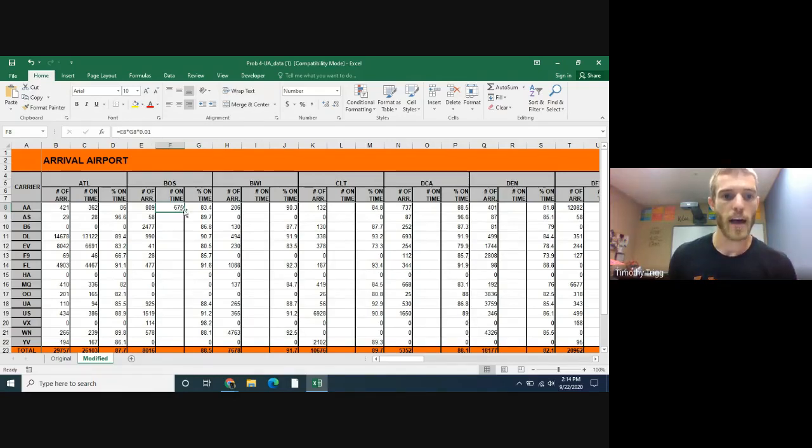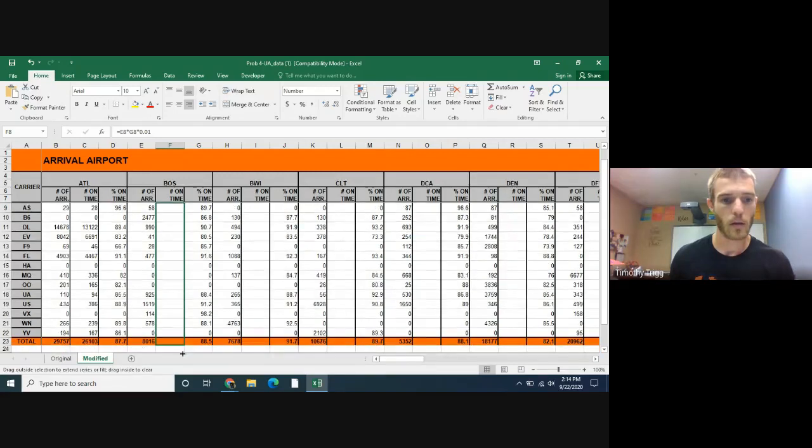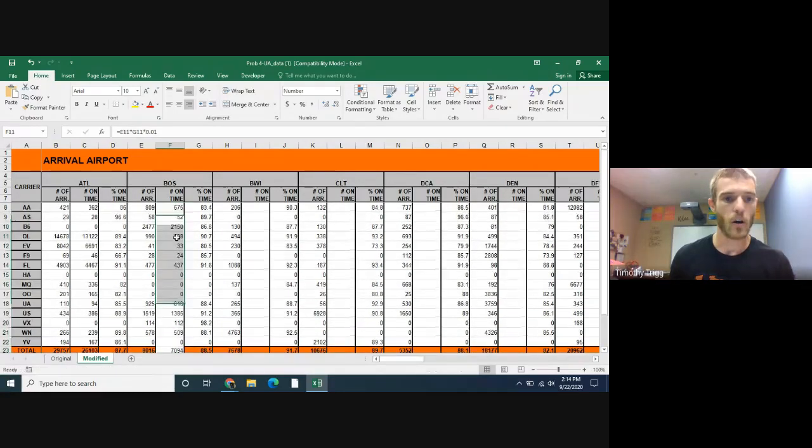Now, once you have that, if I hover with my mouse over the cell, you see this big white plus sign. But if you put it in the right-hand corner, you'll see this black plus sign like that. If you click and drag down this column, it should fill in all the values all the way down. So it basically did that calculation for me for all these different flight carriers.